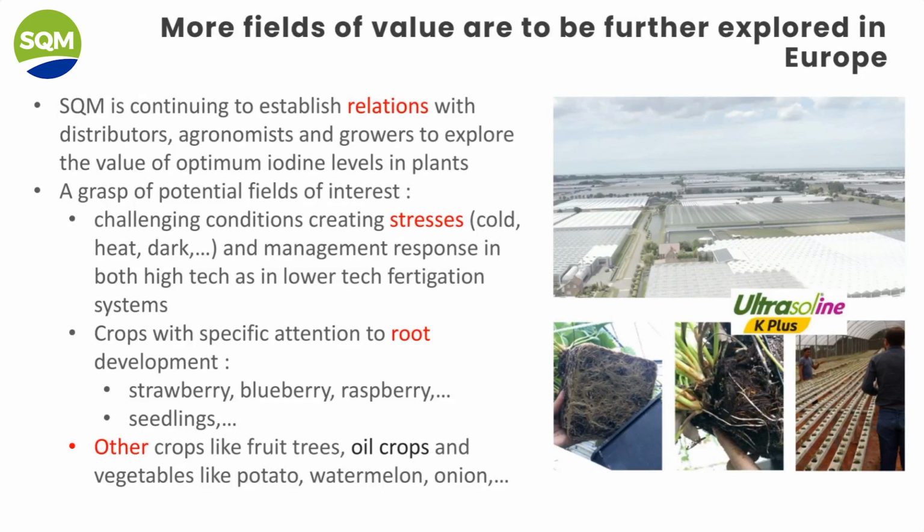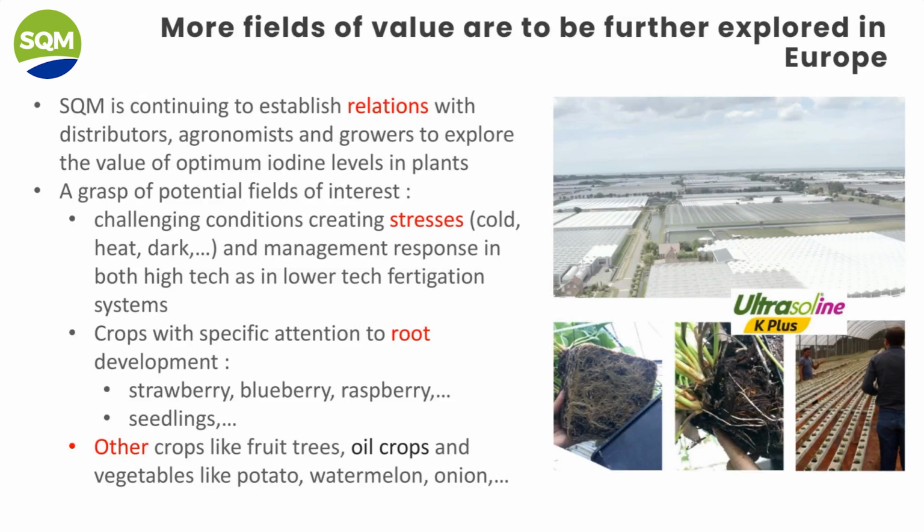And also we would like to evaluate if the management response by steering the parameters in the greenhouses, the responses of the plant, are seen quicker, because a well-nourished plant, of course, per definition, will react better to management steering by the grower. Other fields of interest are specifically, for example, crops with attention to root development. Can be the so-called weaker root system crops like strawberry, blueberry, raspberry.